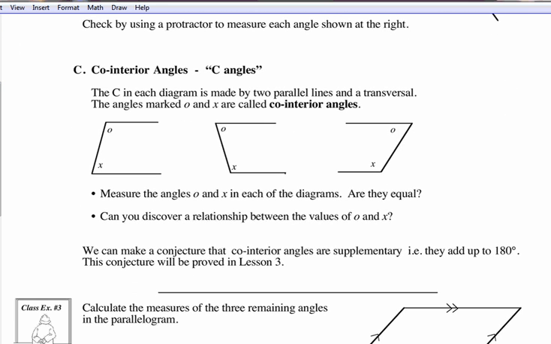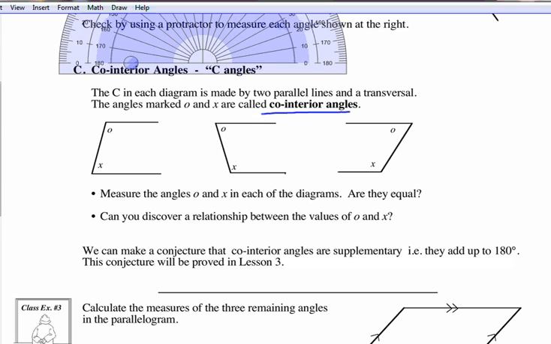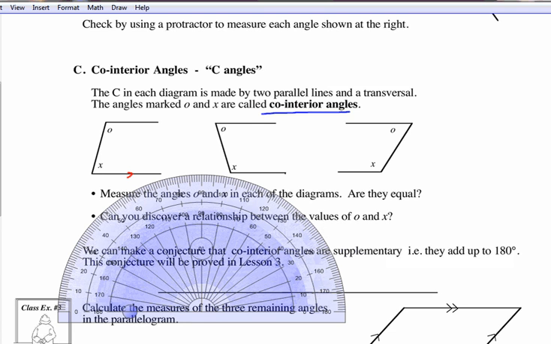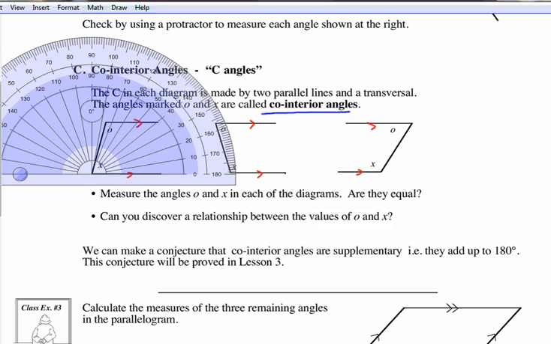So co-interior angles is another property that you need to know. Let's grab a protractor and just measure and see what happens. Okay, so here we go. Now, I should state that we're assuming we're dealing with two parallel lines in all of these cases. And then we have, of course, our transversal. So if we measure angle X, I get 75 degrees.